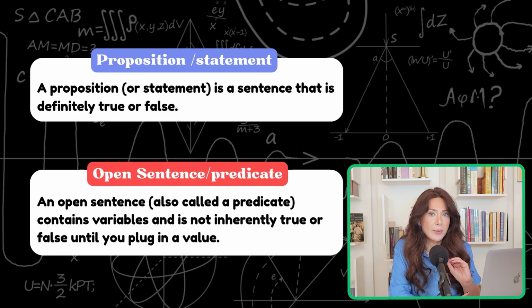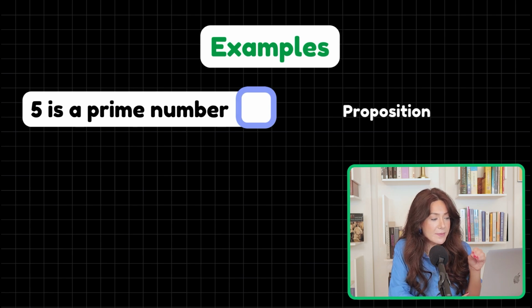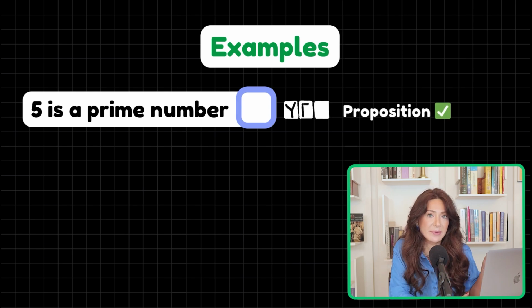But let me give you an example. 5 is a prime number. This is a proposition.